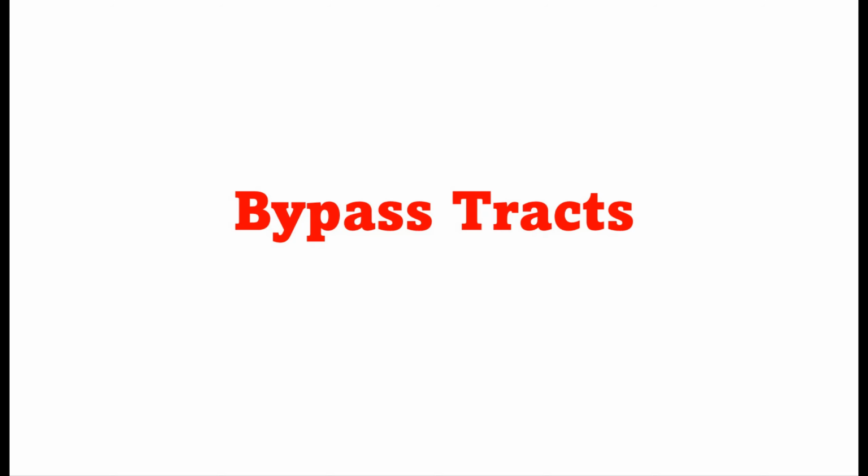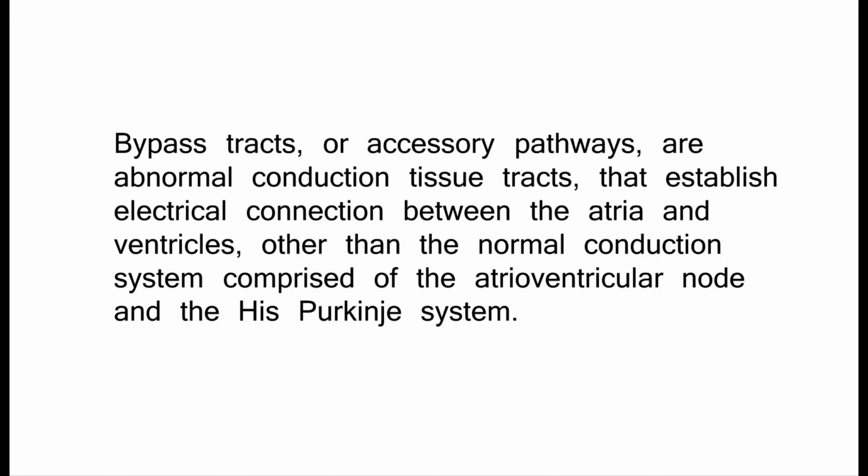Bypass tracts, or accessory pathways, are abnormal conduction tissue tracts that establish electrical connection between the atria and ventricles, other than the normal conduction system comprised of the atrioventricular node and the His-Purkinje system.